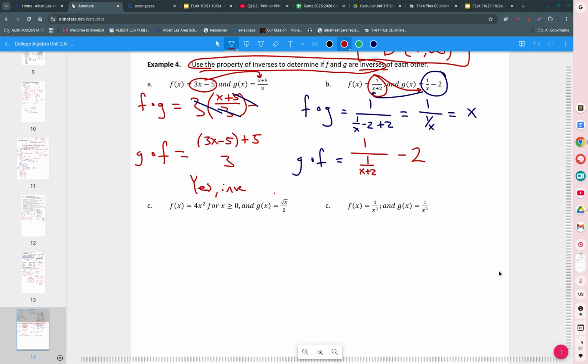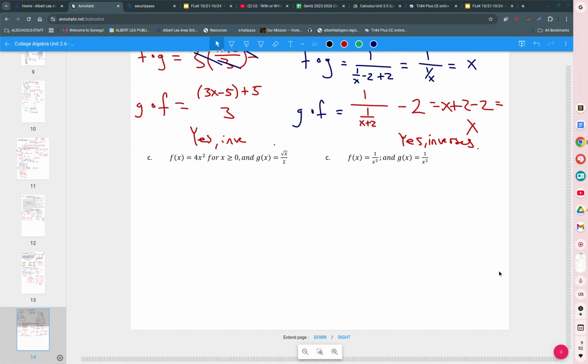And what's the reciprocal of 1 over x plus 2? So I have x plus 2 minus 2. And now the plus 2 and the minus 2 reduce, and I get just x. So yes, they are inverses. We're almost done. You're doing a great job.